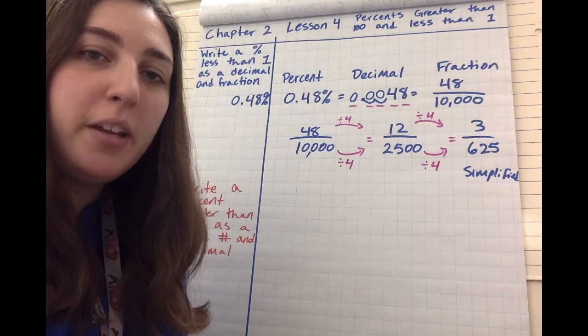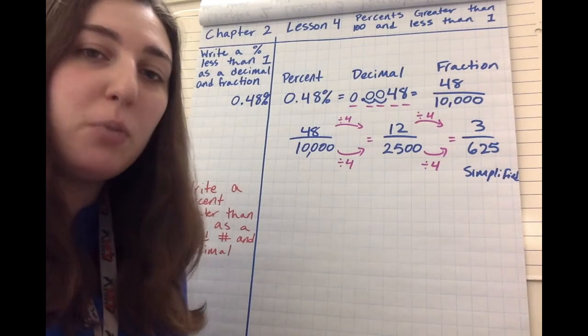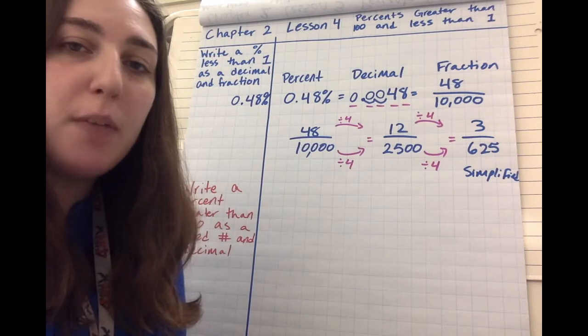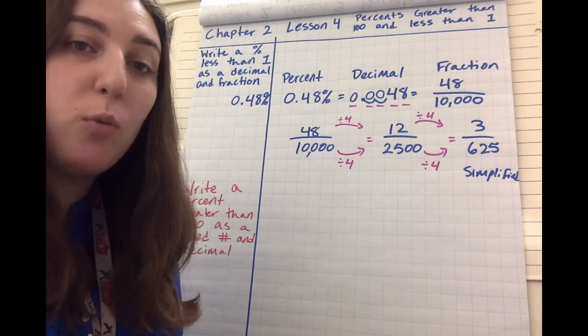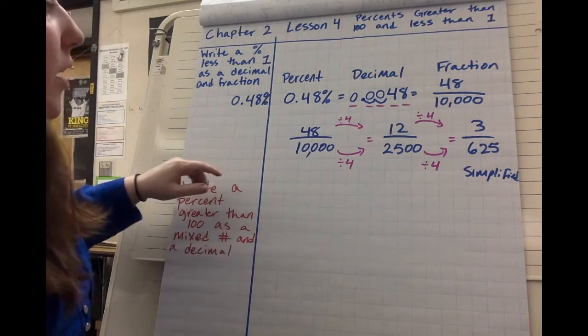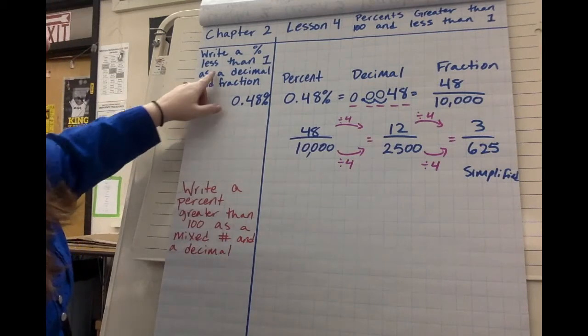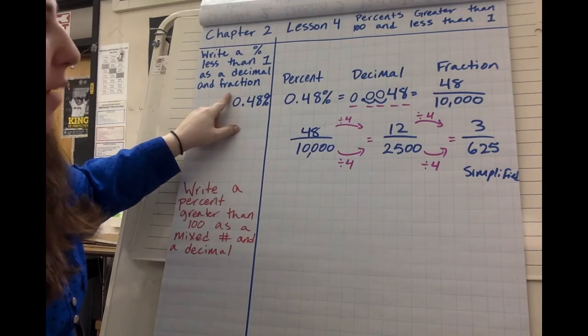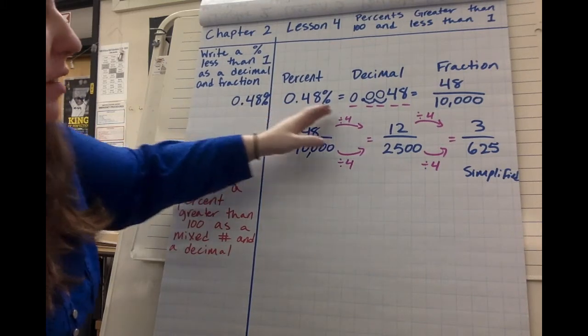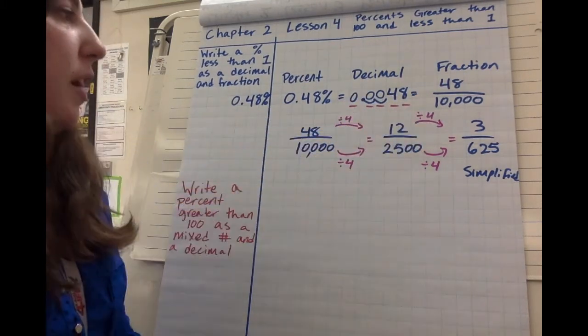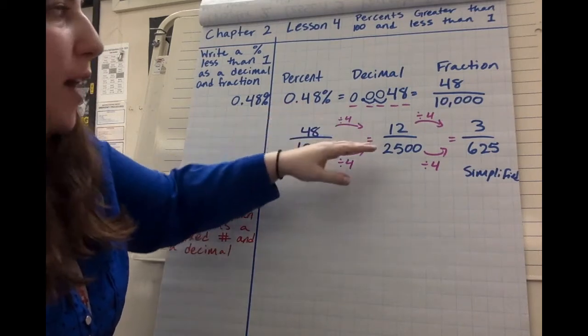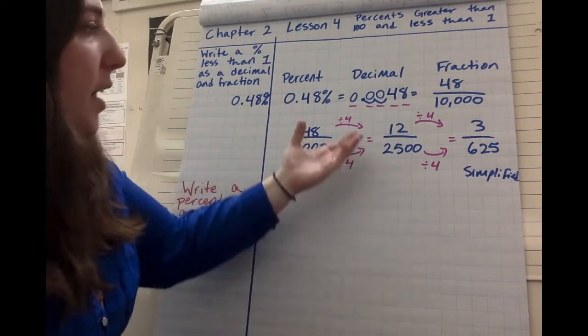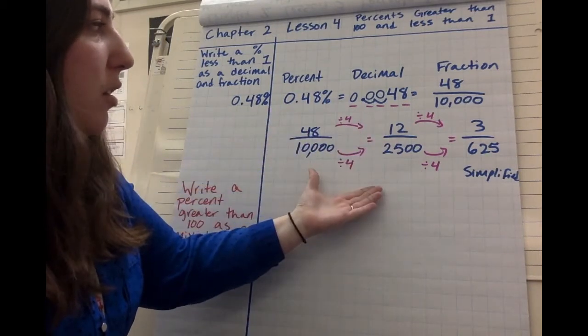Good afternoon, everybody. So today, this morning, we were learning from Chapter 2, Lesson 4, Part 1. In Part 1, we learned how to write a percent that's less than 1 as a decimal and fraction. So we went from percent to decimal to fraction. You could also go from percent to fraction and then decimal, but this was the strategy that we learned.